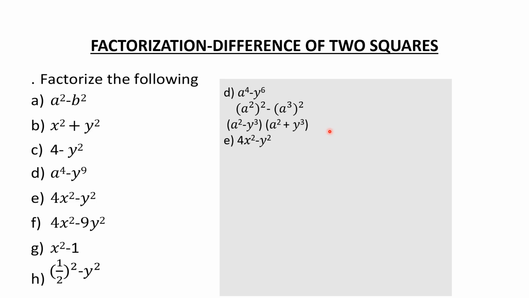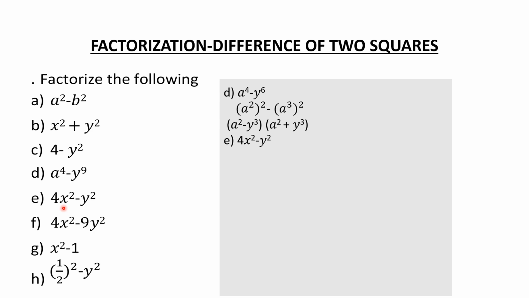We got question E, 4x squared minus y squared. Now it's becoming a bit more complicated, as it may seem. X squared, we know we're going to write it without the power 2. Y squared, we're going to write it without the power 2. What about 4? 4, we write it in terms of its square root. Remember, numbers, I said you write them in terms of their square root. So 4, we write it as 2 to the power 2. Actually, everything you write in terms of their square root.